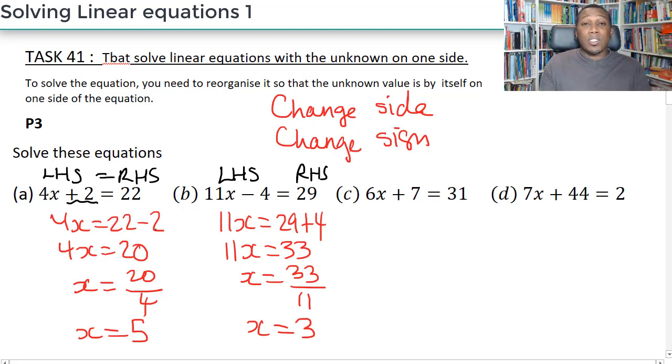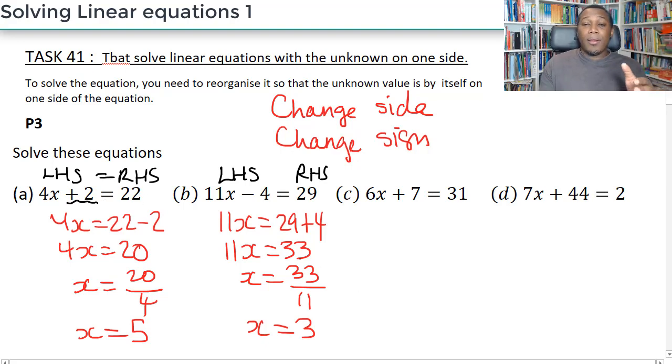4x is 22, take away 2, which gives you 20. And then I don't want 4x, I want x. So instead of multiplying by 4, which is what's happening on the left, I divide by 4 on the right. Multiply by 4 on the left becomes divide by 4 on the right. And I get 5 as my answer, which I can check. 5 4s are 20 and 2, 22.